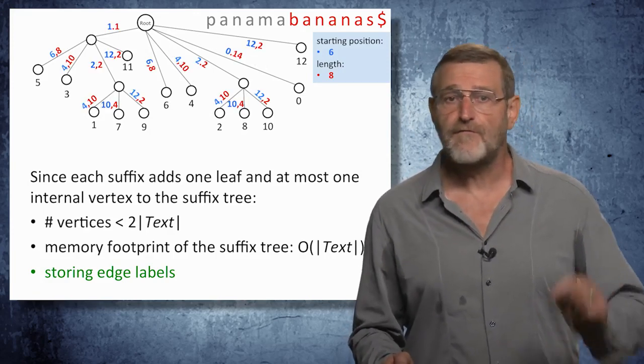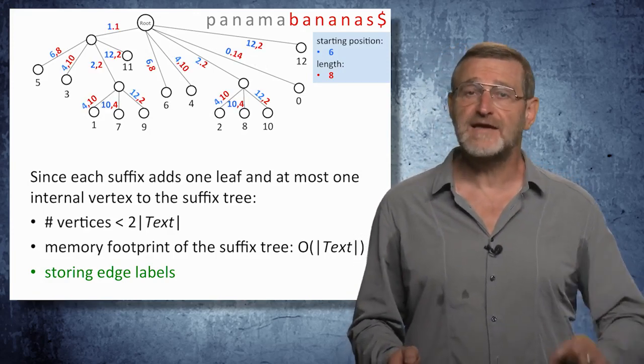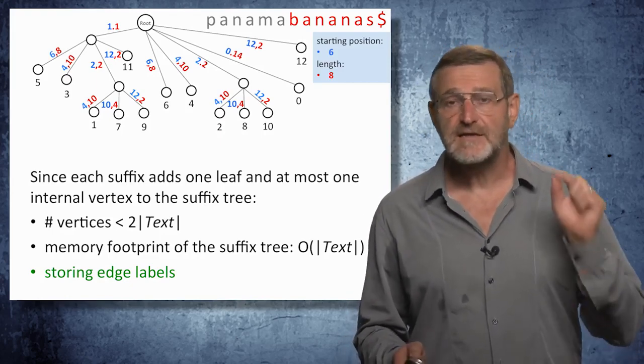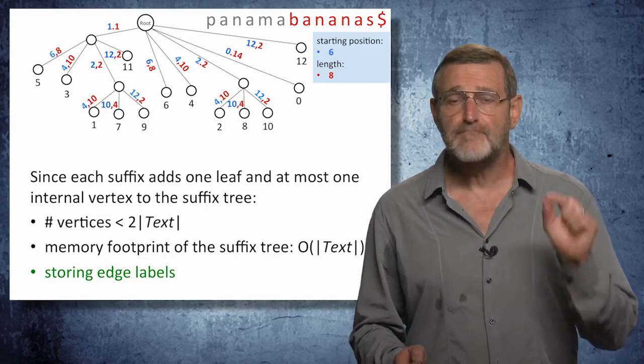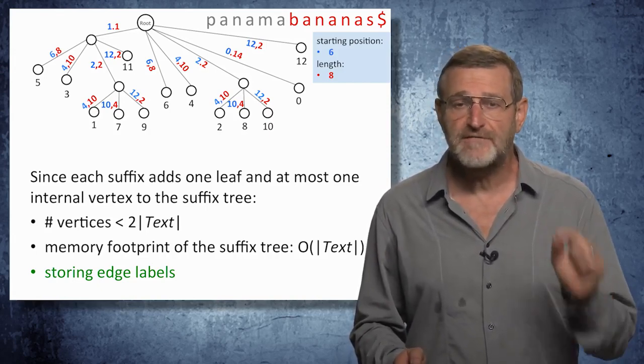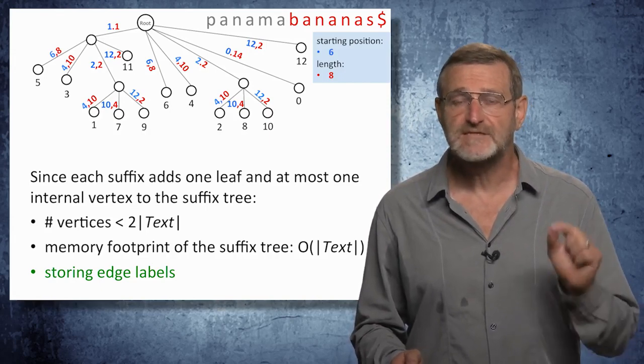And we'll do it for all edge labels, and as a result, now you see that the suffix tree is indeed a very memory efficient way to code all information about suffixes of the text.